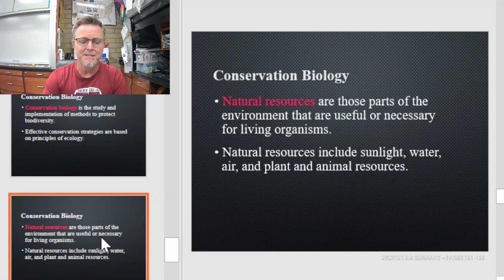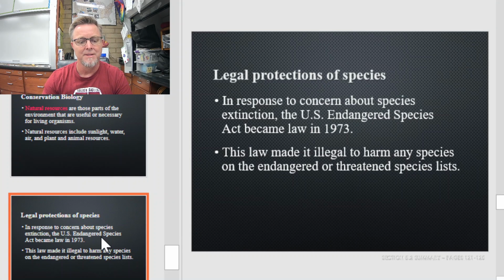First, natural resources. Conservation biology needs to take stock of natural resources, those resources that are parts of the environment that are useful and necessary to living things, and make sure that those are available to all living things. In response to concern about species extinction, in the United States, we passed the Endangered Species Act back in 1973. This law made it illegal to harm any species on the endangered species list. That went a long way to protecting biodiversity.